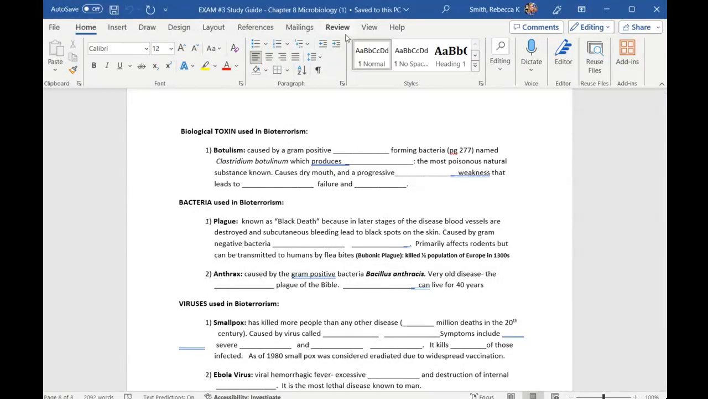Botulism is a gram-positive spore-forming bacteria, I should say, named Clostridium botulinum. It produces spores. Gram-positive, spore-forming, produces spores, that's what I would put. The most poisonous natural substance known, causes dry mouth at a progressive rate. It leads to what failure?